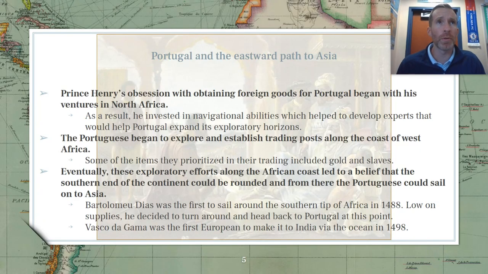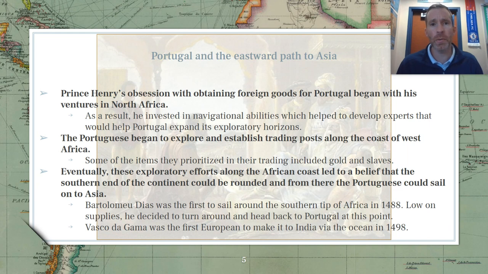So a lot of Portuguese sailors are going to be sailing along the western coast of Africa, and they're going to start trading for things that are going to become very prevalent during this time period, particularly gold and slaves as well on the West African coast. But there starts to emerge a new belief that the coast of Africa can be rounded at its southern tip, and from there you can enter into the Indian Ocean and move into Asia.